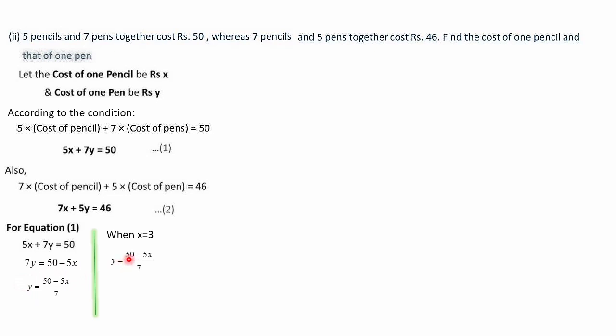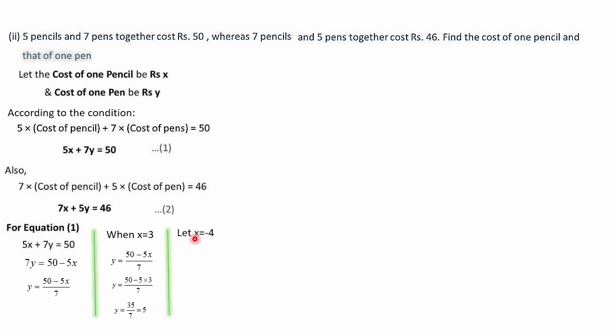y is equal to 50 minus 5x divided by 7. That is equal to 50 minus, x value is 3. So 50 minus 5 into 3, by 7. As I said before, it is 35 divided by 7. That is equal to 5. The y value we have got is 5. Next, one more value we can take.